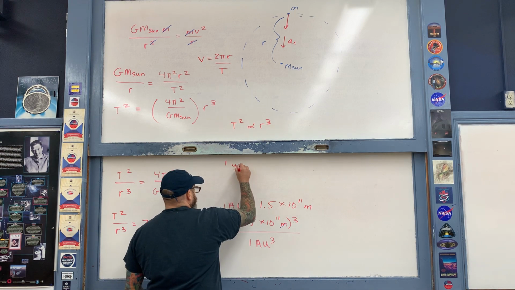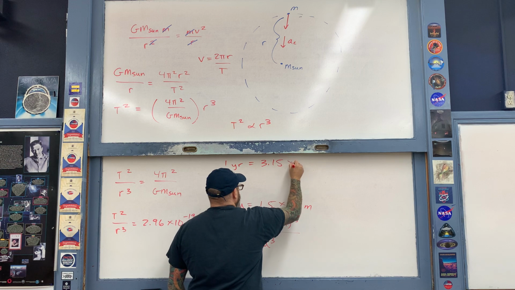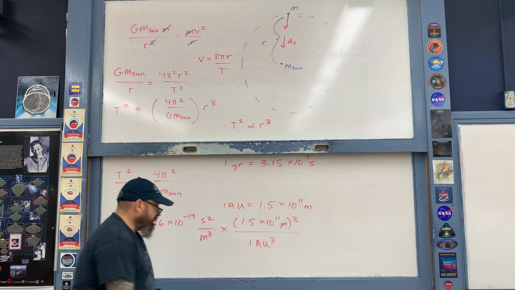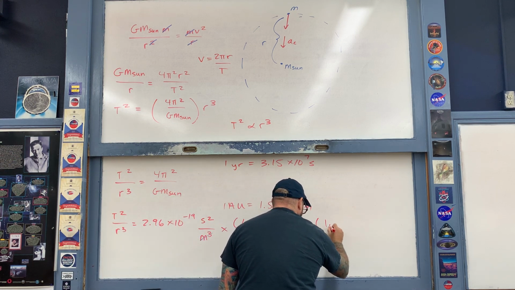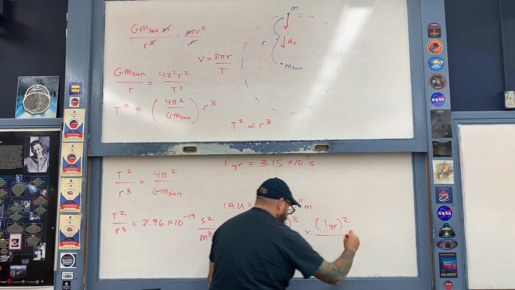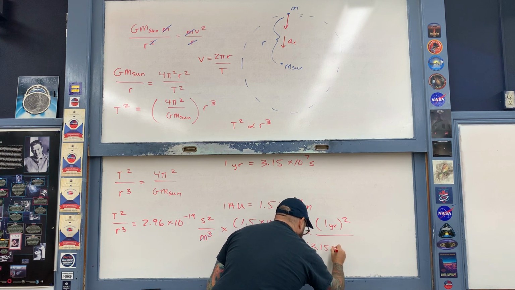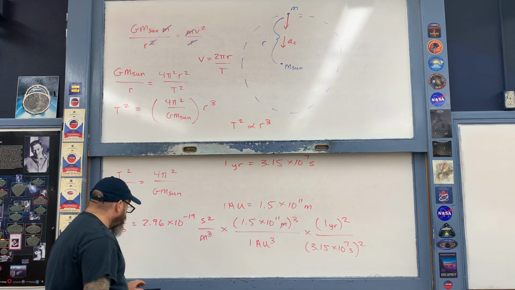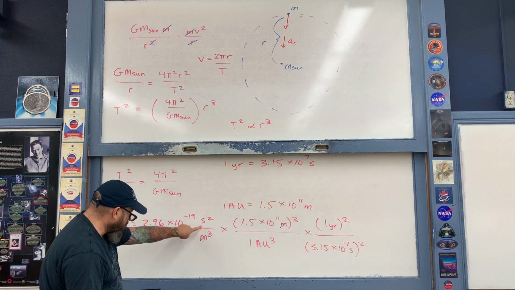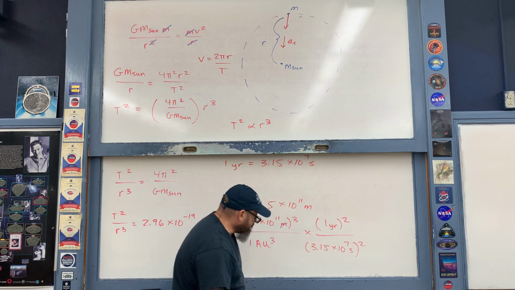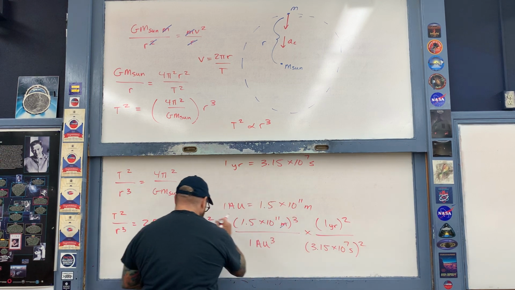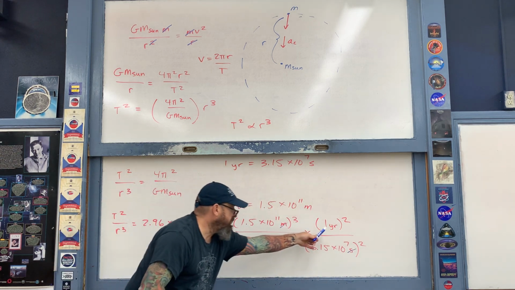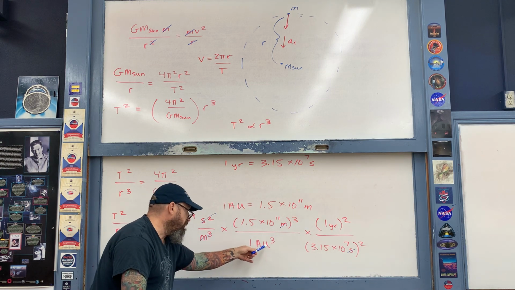So 1 year is equal to 3.15 times 10 to the 7th seconds. Let's now go ahead and plug that in. So now what I multiply is the following. 1 year quantity squared over 3.15 times 10 to the 7th seconds quantity squared, like so. Notice once again how the units here are going to work. Seconds squared cancels out with seconds squared, like so. And then the units that I'll be left with are years squared per AU cubed.